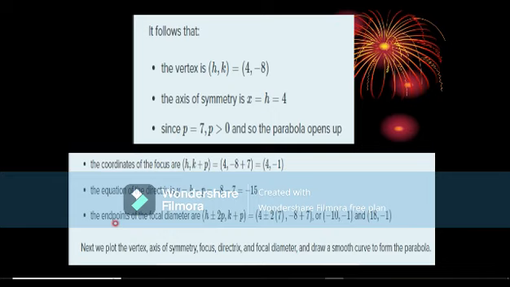The endpoints of the focal diameter are h plus and minus 2p, k plus p. That is 4 plus and minus 2 times 7, and negative 8 plus 7. The answers are negative 10, negative 1, and 18, negative 1. You might be asking, where did we get these answers? Again, h plus 2p, you have 4 plus 2p. So 4 plus 2 times 7 is 14.